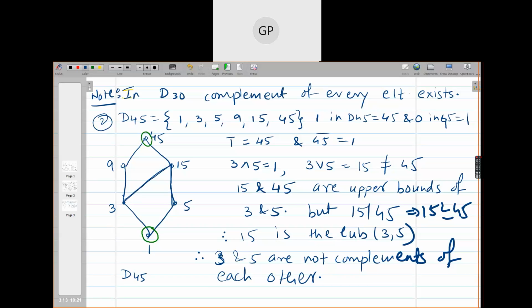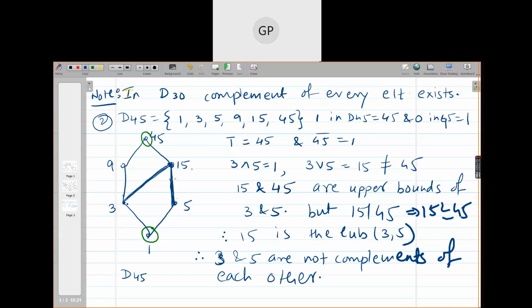But the very first time where they are meeting, 3 and 5, where they are meeting very first time, 15. So that is their join. This is how you can find. So we are not getting a complement of 3 and 5. They are not complements of each other.